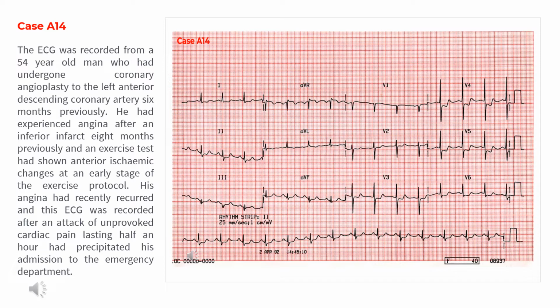Case 14. The ECG was recorded from a 54-year-old man who had undergone coronary angioplasty to the left anterior descending coronary artery 6 months previously. He had experienced angina after an inferior infarct 8 months previously, and an exercise test had shown anterior ischemic changes at an early stage of the exercise protocol. His angina had recently recurred, and this ECG was recorded after an attack of unprovoked cardiac pain lasting half an hour had precipitated his admission to the emergency department.